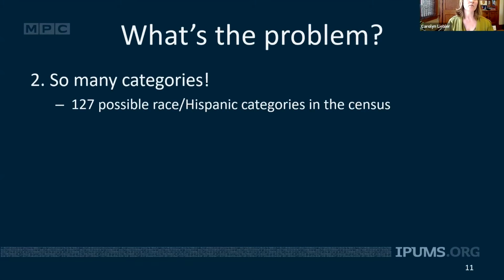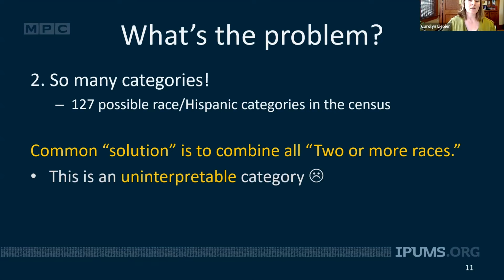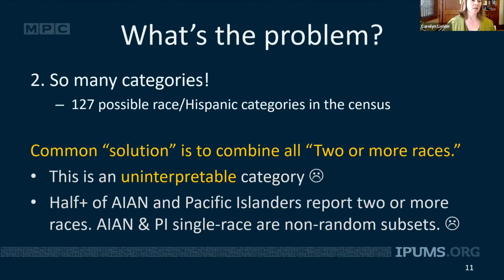So that is so many categories. It's really not helpful analytically. A common solution to this problem is to combine all 2 or more races. And I put solution in quotes because I don't see this as a very good solution. It's an uninterpretable category. Who is this 2 or more races? That's combining Black Asians with white American Indians. They probably have very different experiences.